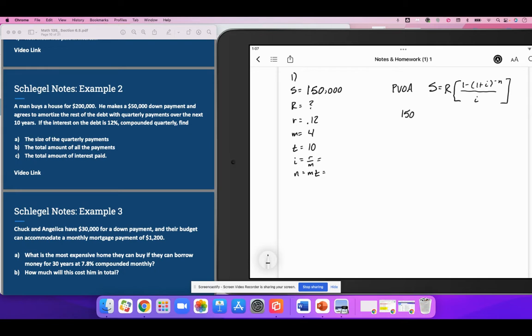We would have 150,000 equals R. And then 1 minus 1 plus, I forgot to do these. 0.12 over 4 is going to be 0.03. And MT is going to be 4 times 10, which is 40. So I'm going to put 0.03 in there to the negative 40 over 0.03.